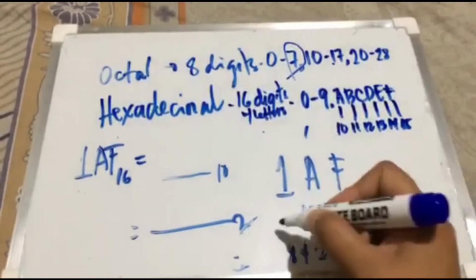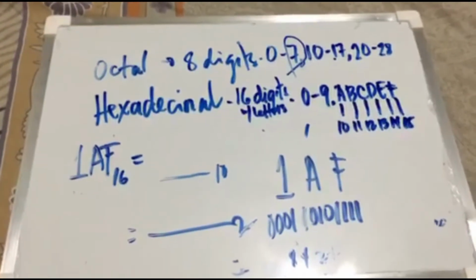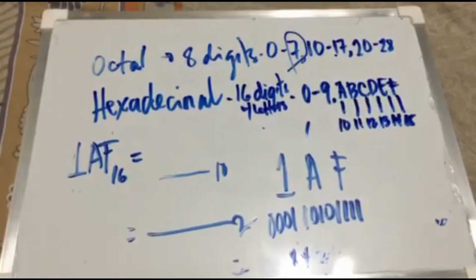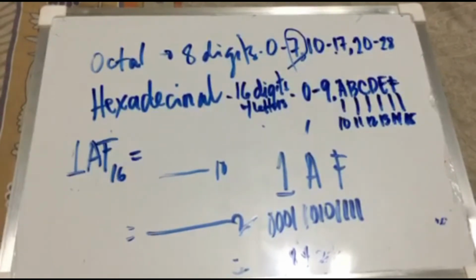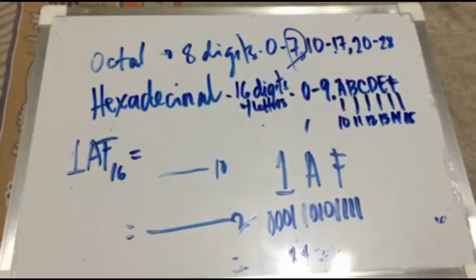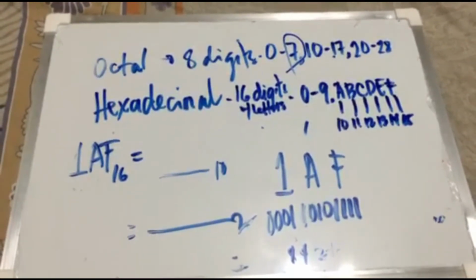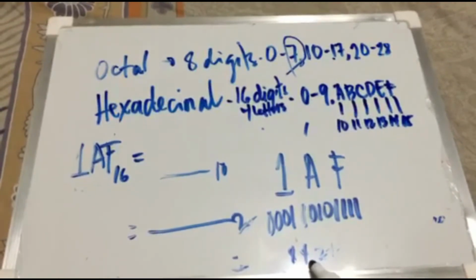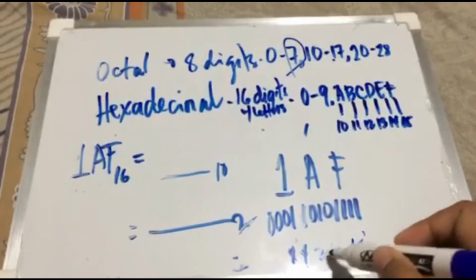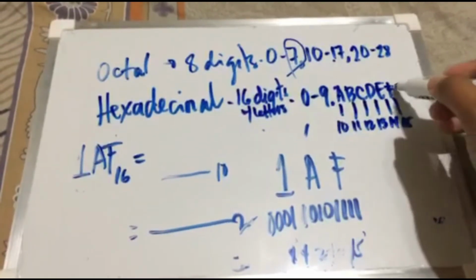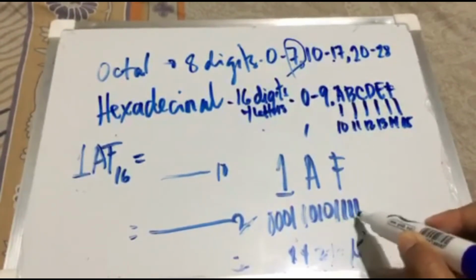And then 1 is equal to 0001. Okay, because in hexadecimal, if we're going to write it in binary, it is grouped into 4 digits, because 4 digits is equal to 15. Am I right? So 8 plus 4 is 12, 13, 14, 15. So this is 15. So that is why this one, itong F, ang equivalent niya is 4 ones.